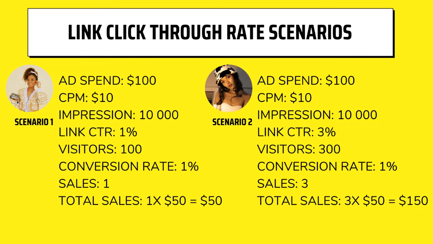So we still have the $100 ad spend, we're still having the CPM, which is just $10, and we still have that impression, the 10,000 impressions that we're getting. But now our link click-through rate is 3%. So our visitors to our site are now 300 people getting to our site. And then the conversion rate on the site is 1%. That means we're getting 3 people buying our $50 product, and we're getting $150 in the end. So by just changing this, we've already 3 times the results that you're getting to your site from just the increase in your click-through rate.